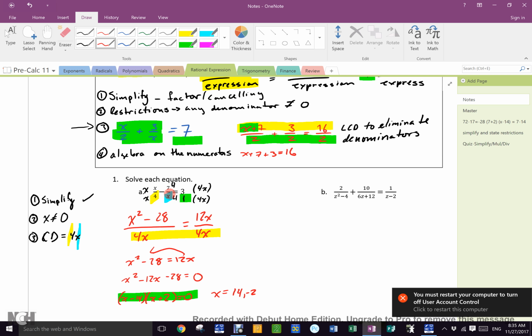Now, I said there was one other thing to check. We got to check for non-permissible values, yes? And that's checking against this. But we also have to check for extraneous values. Does anybody remember what an extraneous value is back from our radical equations? Does anybody remember that?